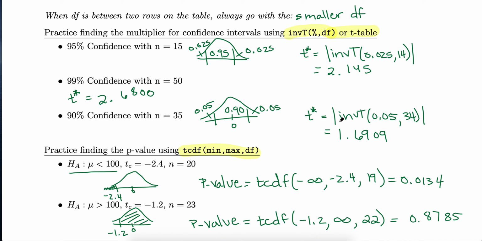All right, this finishes our explanation of how to use tcdf and inverse t, or the table, to find our p-values and multipliers. In the next video, we'll jump into an example.